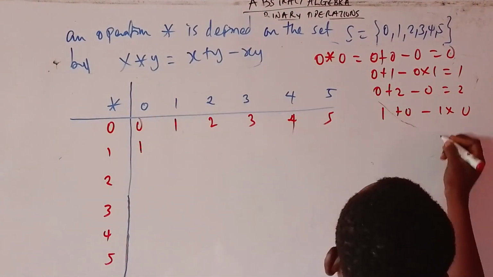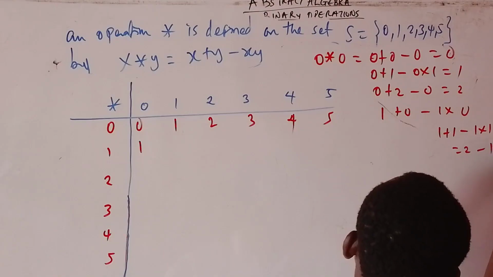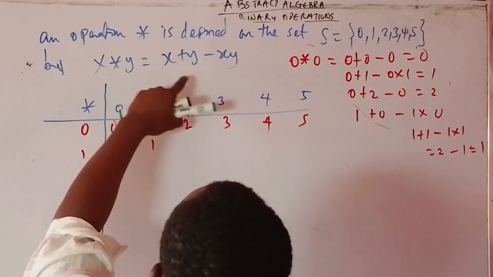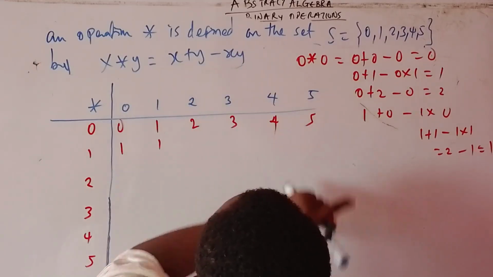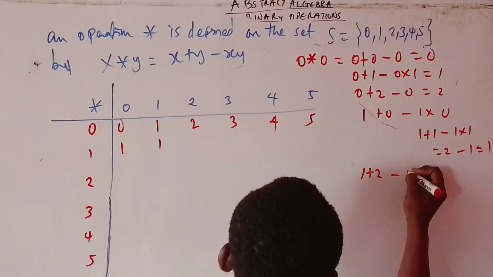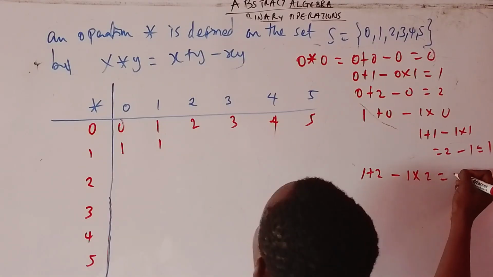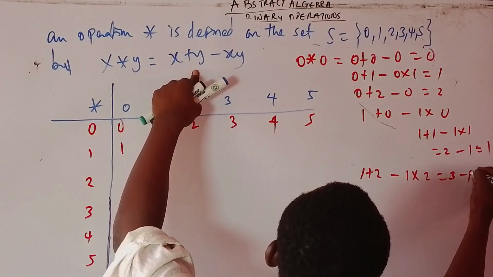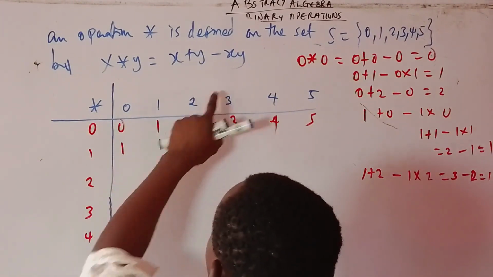1 asterisk 1. That would be 1 plus 1 minus 1 times 1, which is 2 minus 1, which is 1. So 1 asterisk 1 will be 1. 1 asterisk 2. That would be 1 plus 2 minus 1 times 2. That one is going to give us 1 plus 2, which is 3, minus 1 times 2, which is 2. So 3 minus 2 will give us 1.